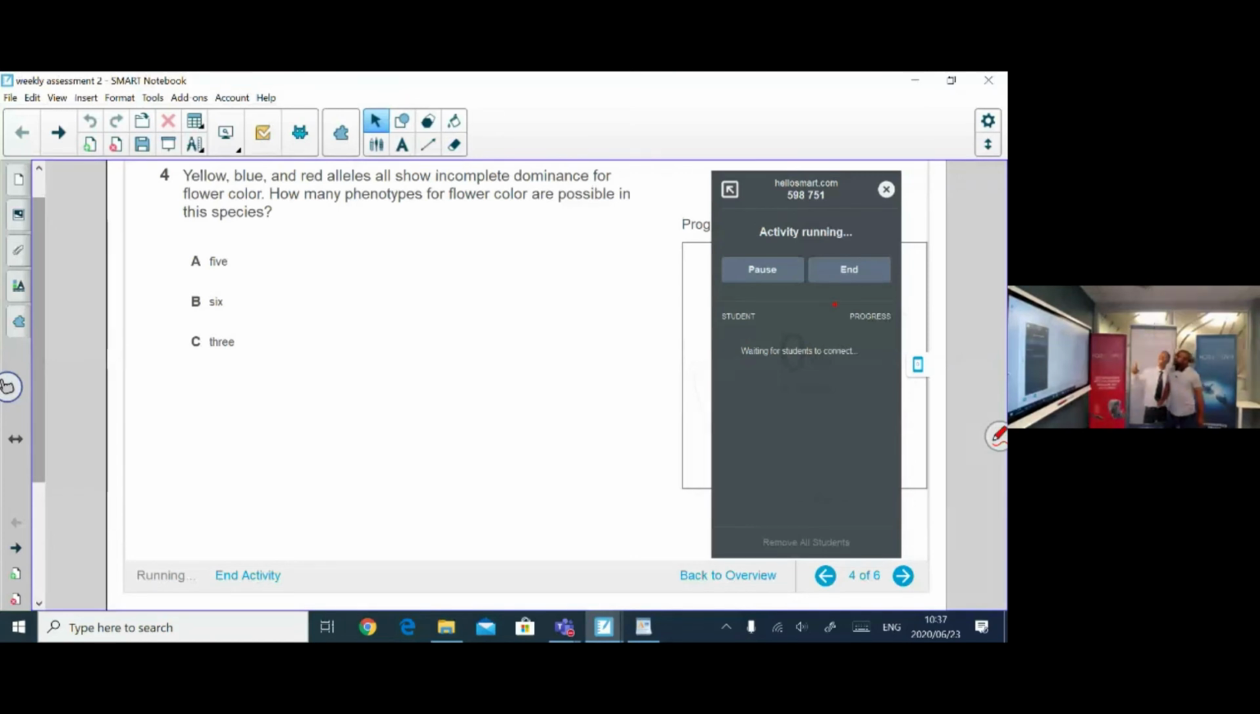Question 4. Yellow, blue, and red alleles all show incomplete dominance for the flower color. I left out the U in colour for the ease of typing, but we don't use American Standard English, we use South African English. How many phenotypes for flower color are possible in this species?